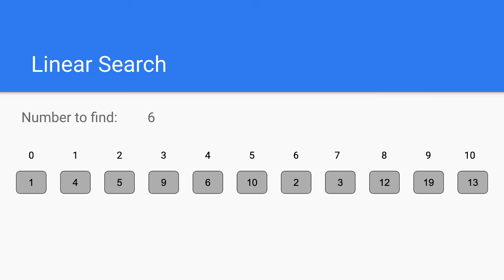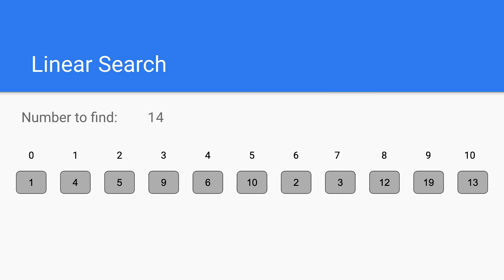In this example, we are trying to find the number 6. So linear search starts from the first index, which is index number 0, and compares it with the number we are trying to find. If it doesn't find it, it goes on to the next one until it finds the number it is looking for. Once it finds the number, it looks up what index that number is at and then returns that index.